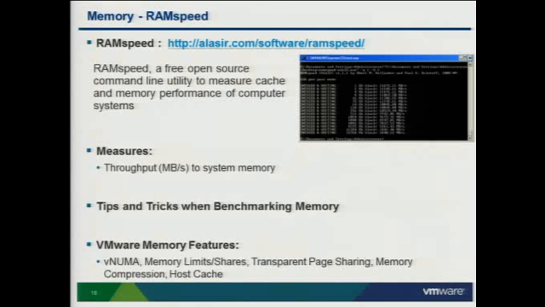Again, some of the memory features that we have: vNUMA, if you've got a large NUMA environment, a large server that's using NUMA. Memory limits and shares, transparent page sharing, make sure that those are enabled. Memory compression, host cache. If you are going to be doing a memory test, obviously you don't want to be swapping, so make sure that you've set a reservation for the amount of memory that you're using.